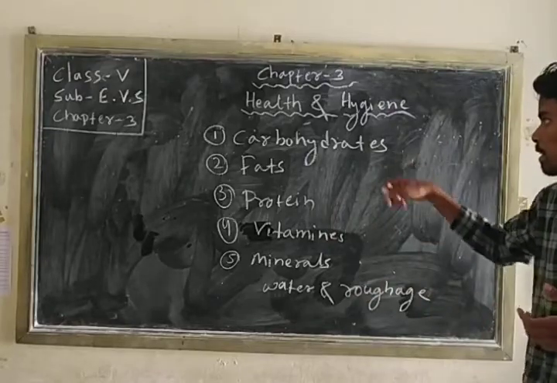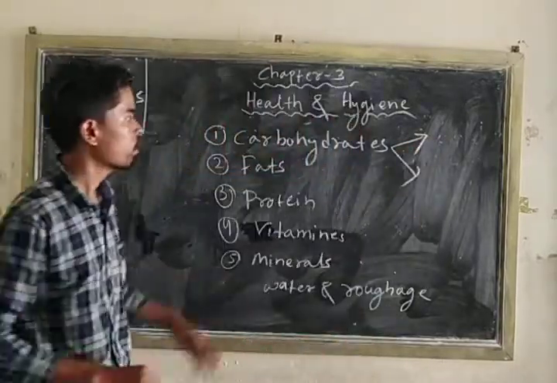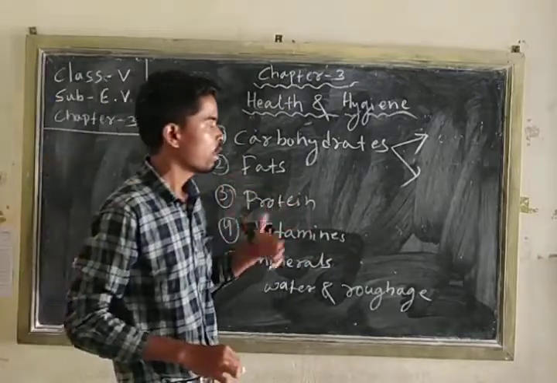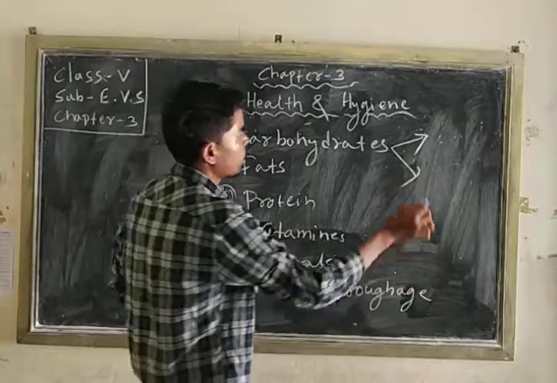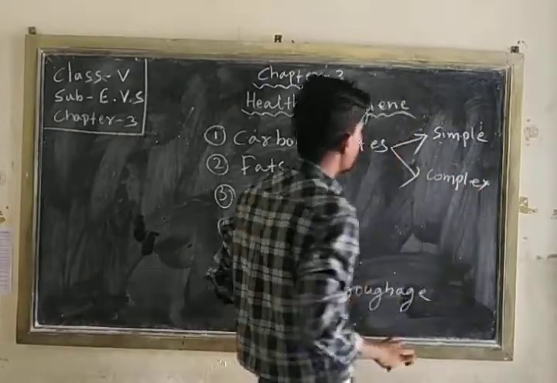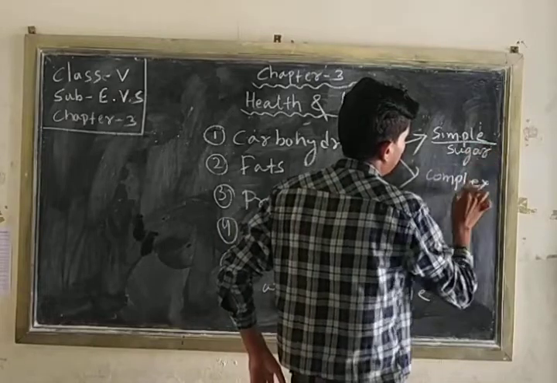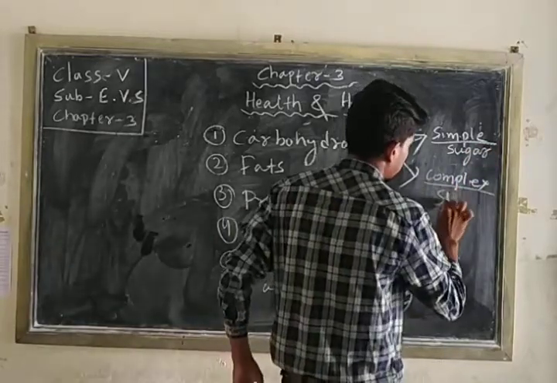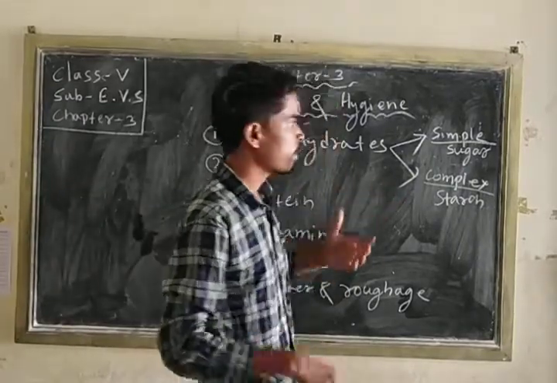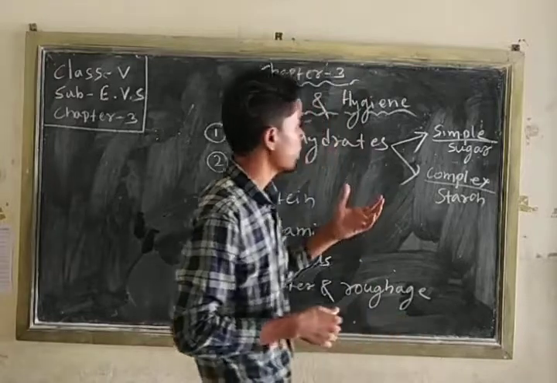Now let us come to the details about carbohydrates. Carbohydrates are mainly of two forms, such as polysaccharides, monosaccharides and others. The two forms are simple carbohydrates, which is sugar, and complex carbohydrates, which is starch. Carbohydrates consist of different organic substances, such as carbon, hydrogen and oxygen.